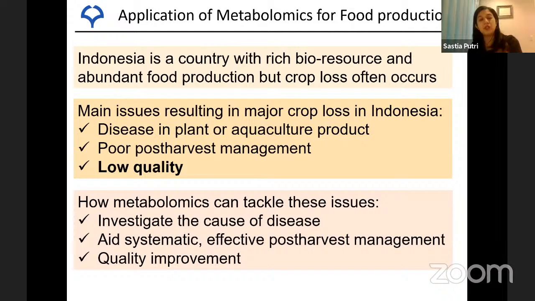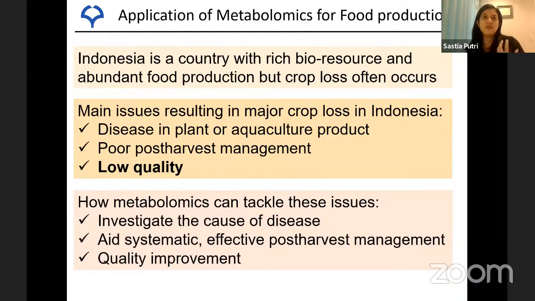And I would like to bring your attention to our nation, Indonesia. Even though I've been in Japan for 17 years, many of my research is still about Indonesia because it's really close to my heart. And I would like metabolomics to actually contribute in improving the quality of Indonesian bioproducts.